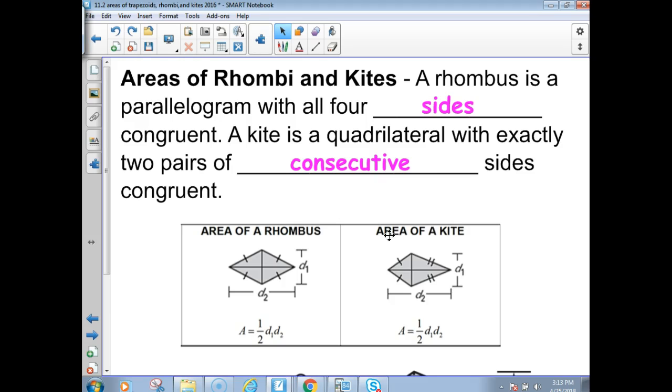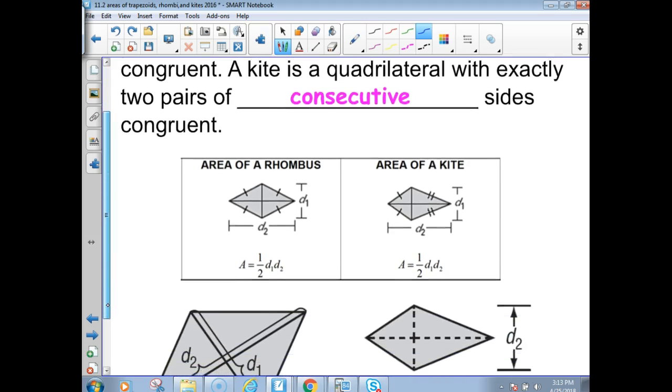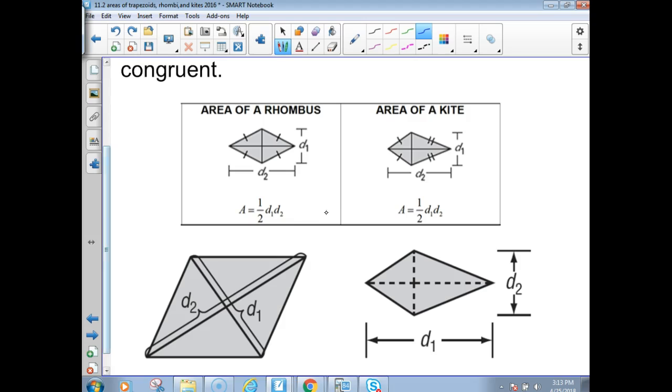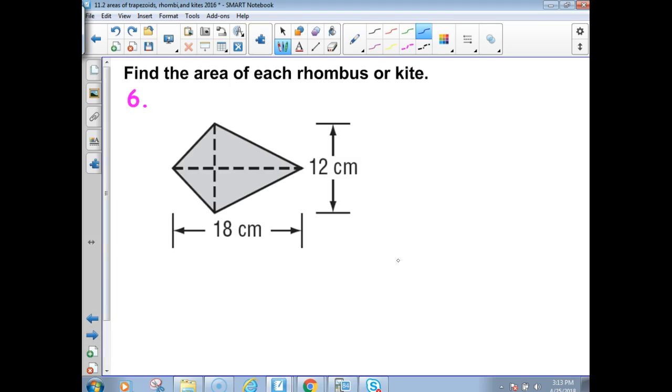Okay, just knowing that these are rhombi and kites and that they are different, the cool thing is they have the same formula for doing their area. I preferred doing d1 times d2 divided by 2. I just think everybody sees that a little bit easier. Multiply your diagonals and cut it in half. Divide by 2. All right, examples.